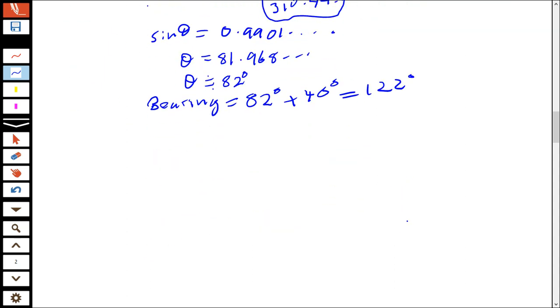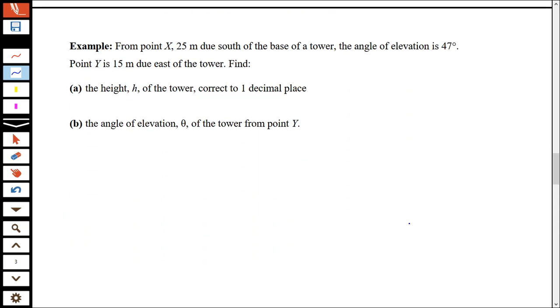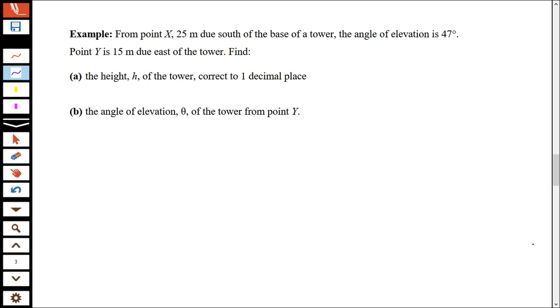Okay. All right. Next question. So we've got from point X, 25 meters due south of the base of a tower, the angle of elevation is 47 degrees. Now, this is a 3D picture. It's actually going to be easier if we draw the tower first. Here we go. We'll call this T. We've got to find the height of the tower, so there's H. Now, I'm going to draw south in an oblique angle. So I'm going to put south out here.